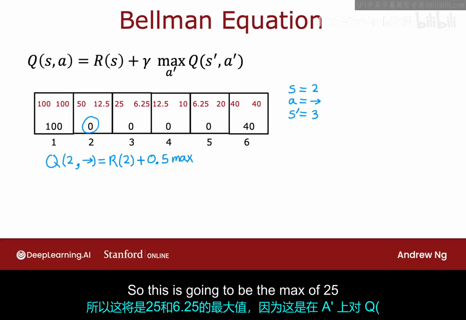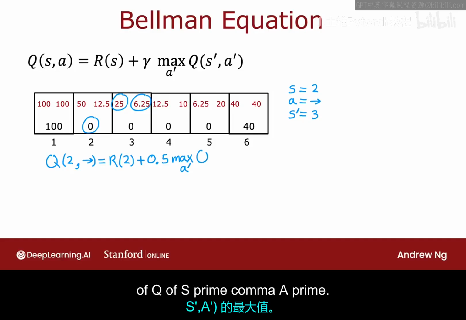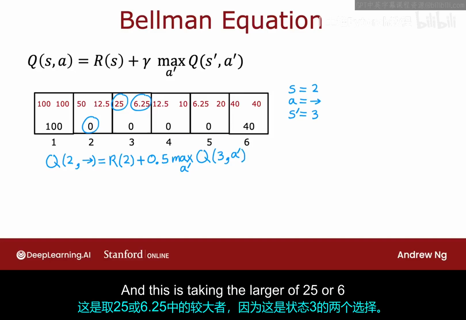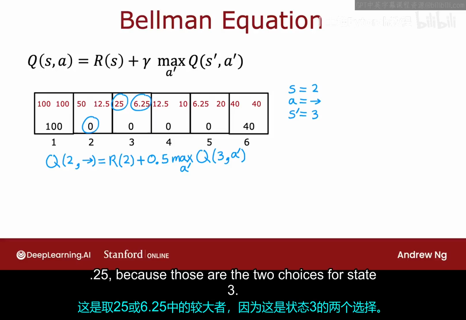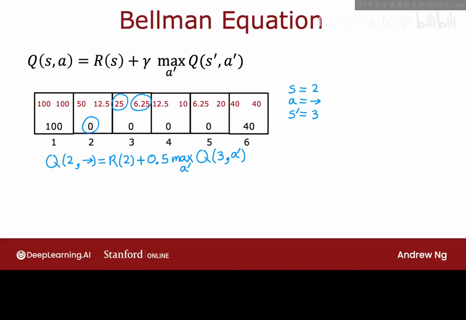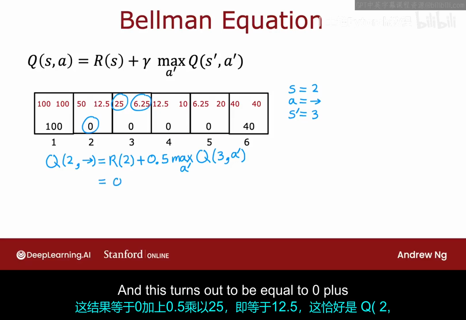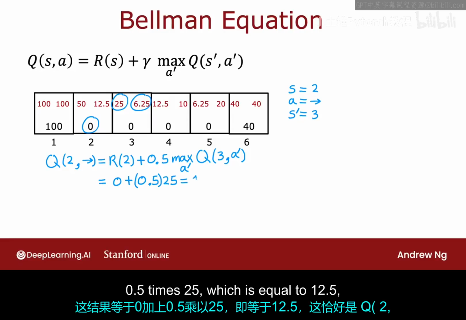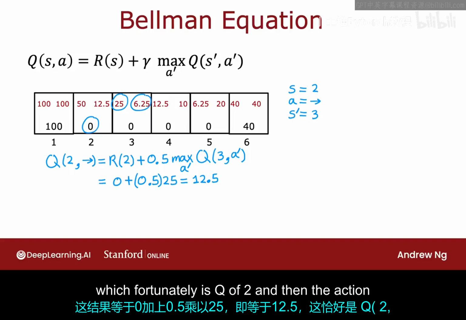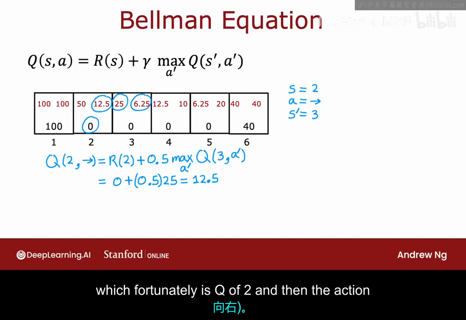So this is going to be the max of 25 and 6.25, since this is max over A prime of Q of S prime, comma A prime. And this is taking the larger of 25 or 6.25, because those are the two choices for state 3. And this turns out to be equal to 0 plus 0.5 times 25, which is equal to 12.5, which fortunately is Q of 2 and then the action right.